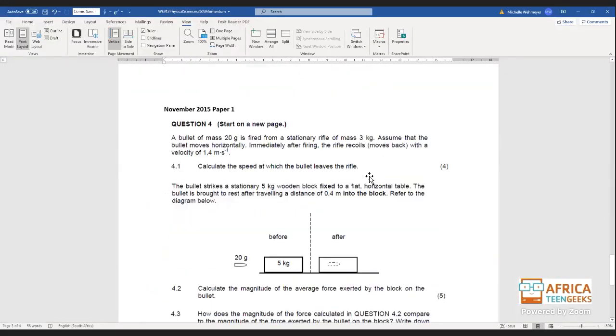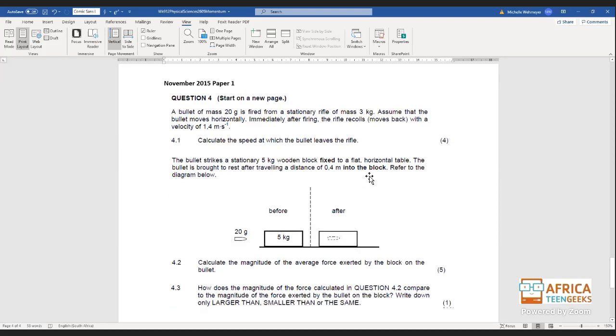Okay, then November 2015 paper, question 4. They tell us a bullet of mass 20 grams is fired from a stationary rifle of mass 3 kilograms. Assume that the bullet moves horizontally. Immediately after firing, the rifle recoils, and recoils just means that it moves back with a velocity of 1.4 meters per second. 4.1 asks us to calculate the speed at which the bullet leaves the rifle.